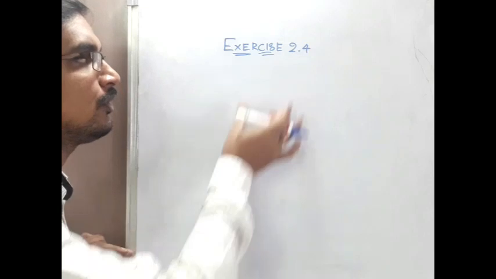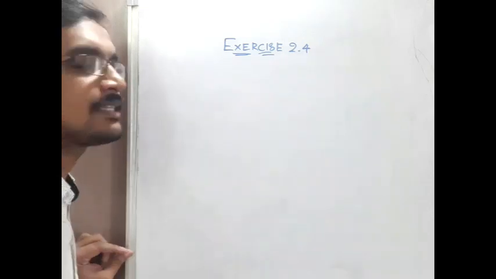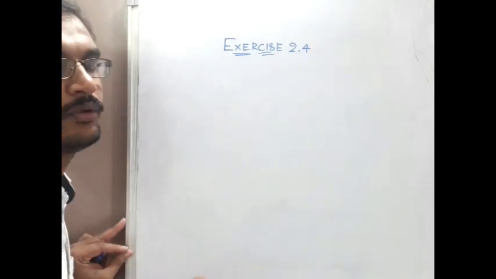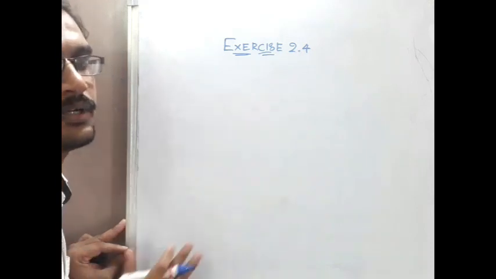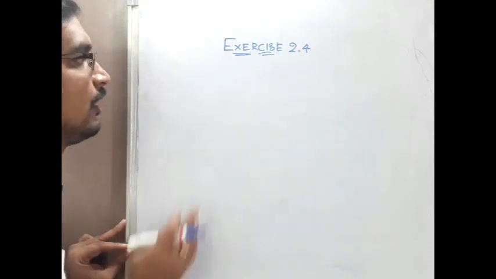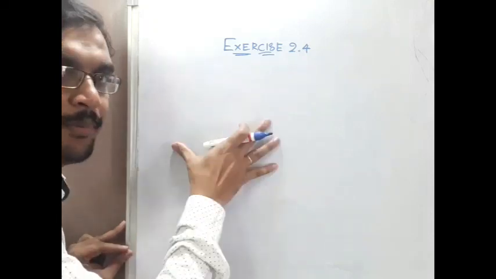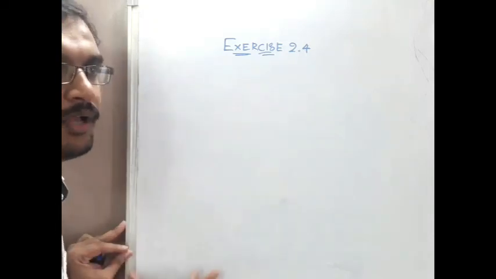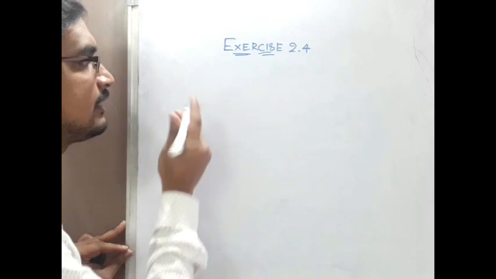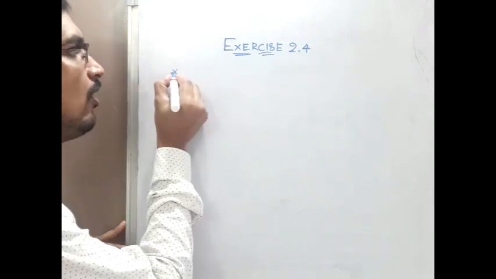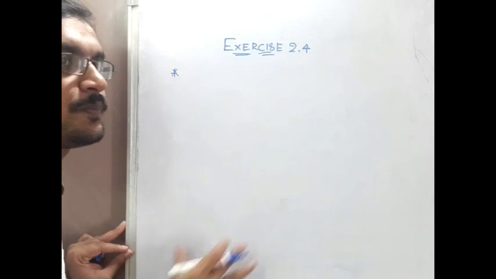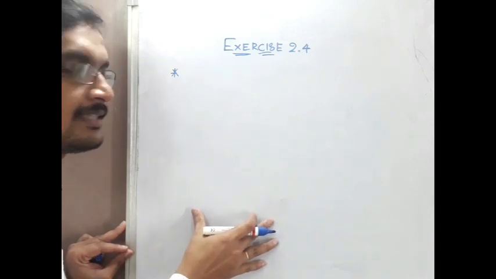So before we start this exercise 2.4, I want to make you clear with respect to the terms that are involved in linear equations with one variable. No need to copy anything of this into your CW. I will tell you what to be copied. Just observe the terms.